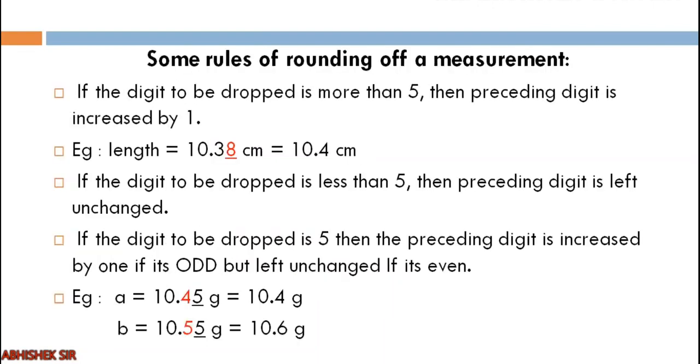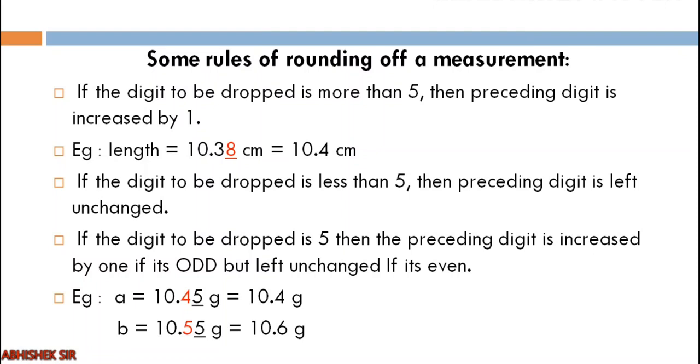Now moving on to a topic which you have already learned in the lower classes, but again let us revise that. Those rules are rounding off. Whenever we are uncertain of any measurement, then we do approximation, estimation, rounding off, right? So let us see a few rules that we already know, but let us revise them.